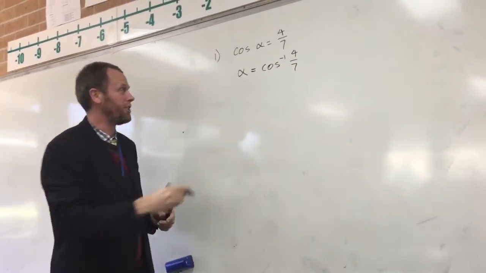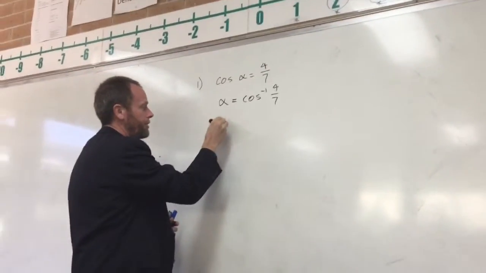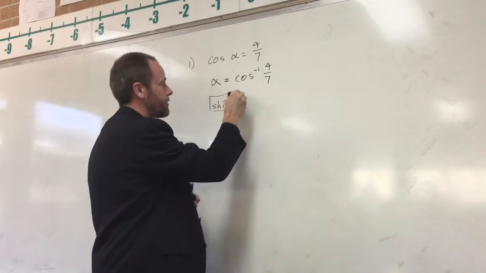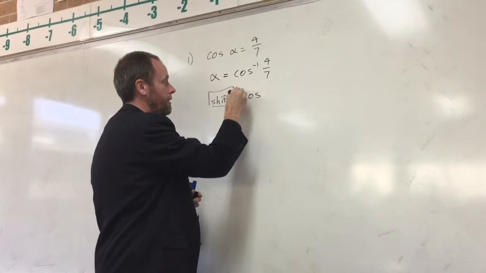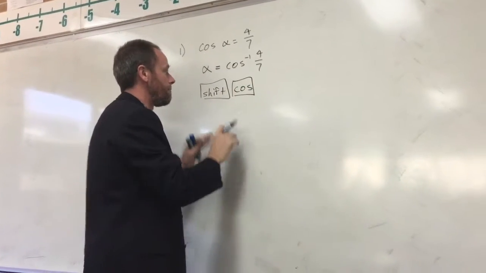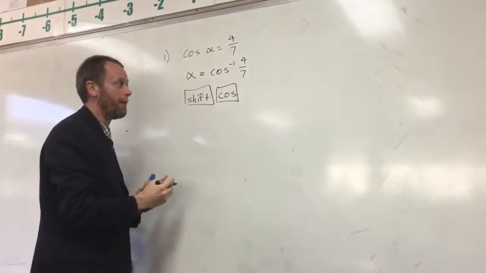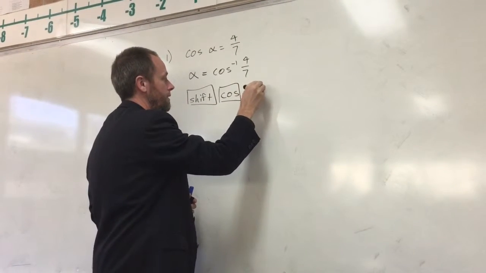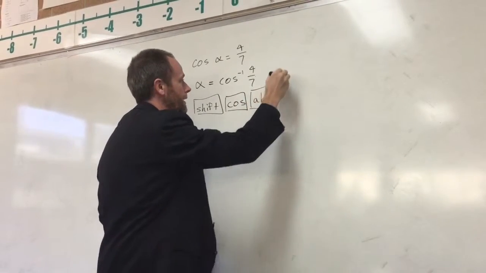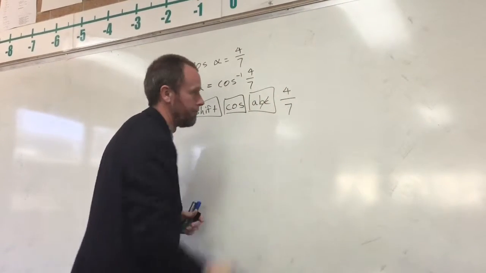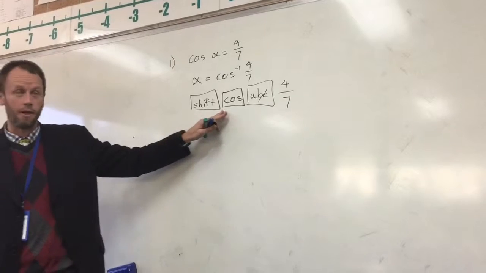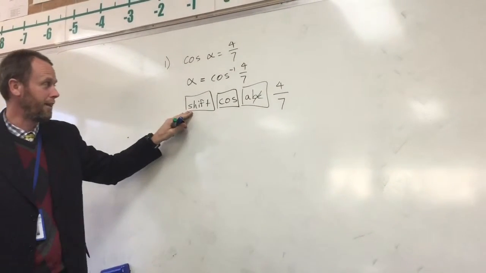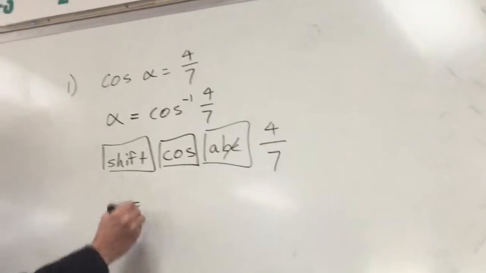Now you can type this into your calculator by pressing Shift, and then you press the normal cos key on your calculator, but that is actually giving you the minus 1. And then you'll do a fraction, your ABC, okay, fraction button, and then 4 over 7. So that's all you need to be able to do, is type it into your calculator. Could I have somebody type that in, please, and tell us what alpha is equal to?